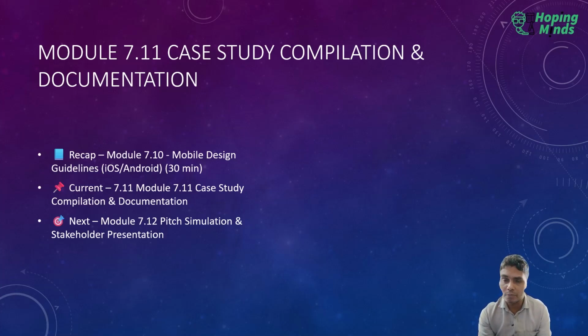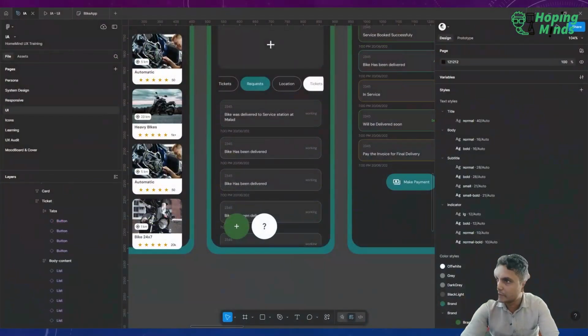We learned about mobile design guidelines, how you have to follow your instructions and strategies, and also what the actual guidelines are from an accessibility point of view, from a design system point of view, and from all other points of view as well. So let's go ahead and deep dive into creating case studies. We'll go to Figma first.